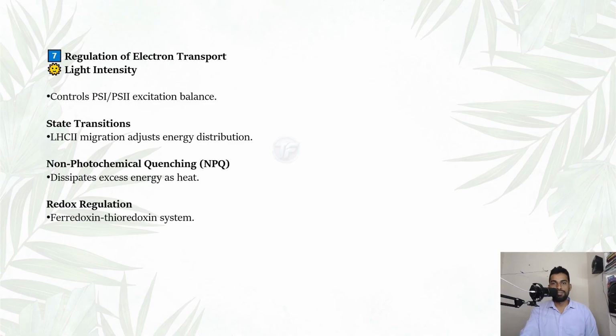State transitions, we have discussed in the previous class. LHC II migration adjusts energy distribution. Non-photochemical quenching: excessive light gets removed as heat. Redox regulation: ferredoxin-thioredoxin system. Let us study it later.